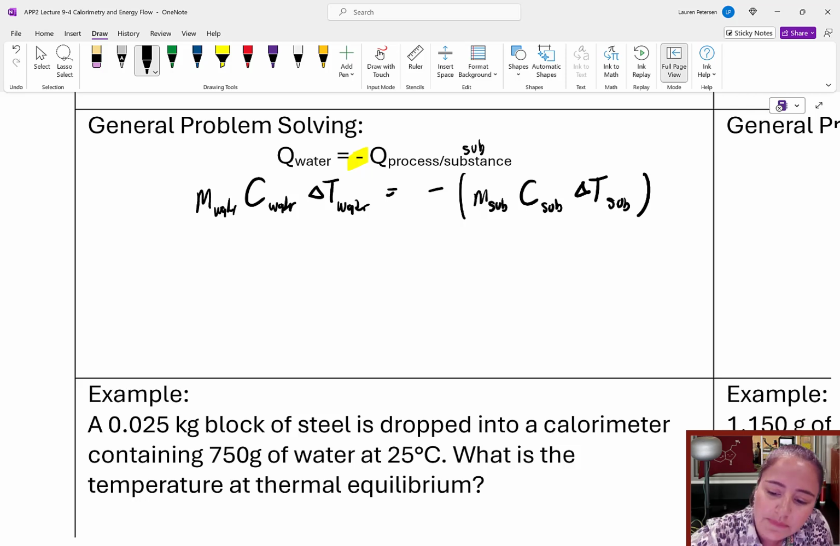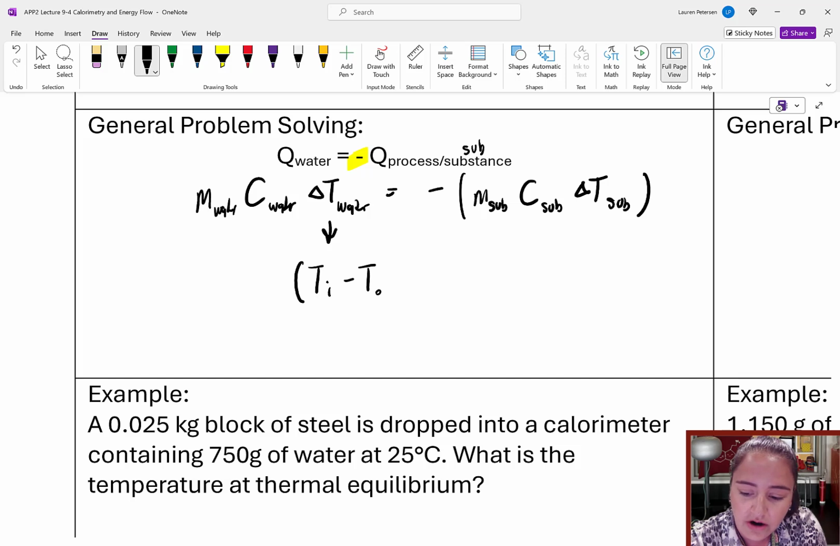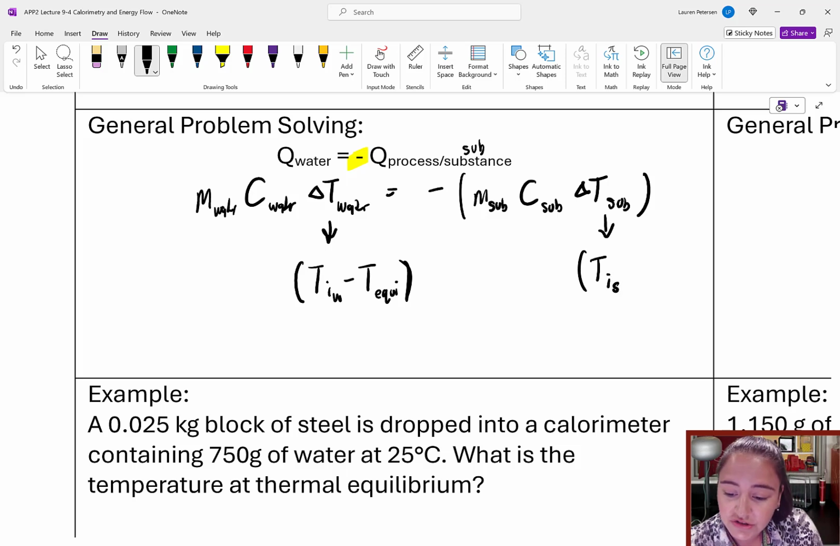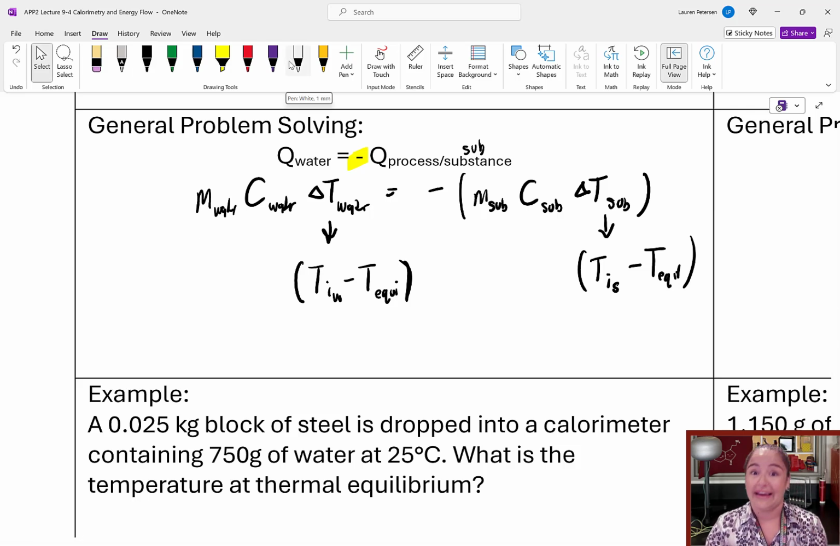And with especially these delta T's, the T initial will be different for both of them, but then we will have our equilibrium temperature at the end for both of those. So this is the T initial for the water, T initial for the substance. But again, at equilibrium, once that process is done, they'll be at the same temperature. So whatever we're looking for, we'll need at least 5 different other pieces in order to find it.